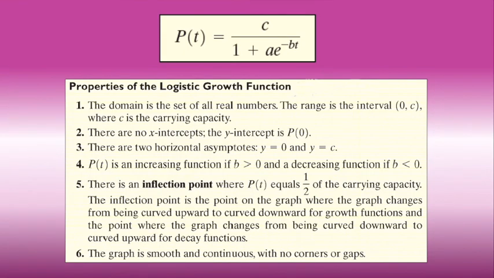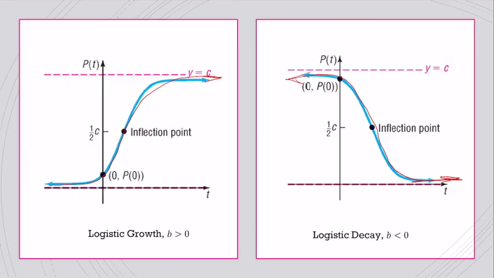So let's talk about some properties of the logistic growth function. First off, the domain is the set of all real numbers. And our range is the interval from 0 to C, because C is our carrying capacity. There are no x-intercepts, and our y-intercept is when time is 0. We have two horizontal asymptotes. That's y equals 0 and y equals C. If you want to go back and take a look, here are our horizontal asymptotes, y is 0 and y is C, for both logistic decay and growth.